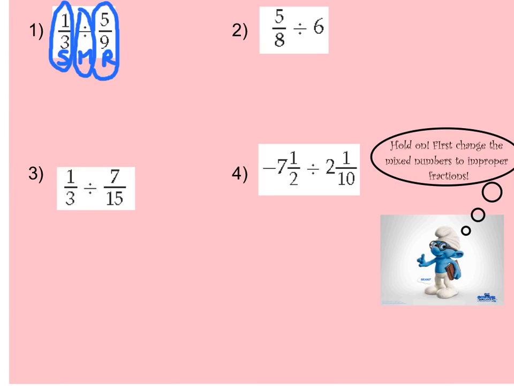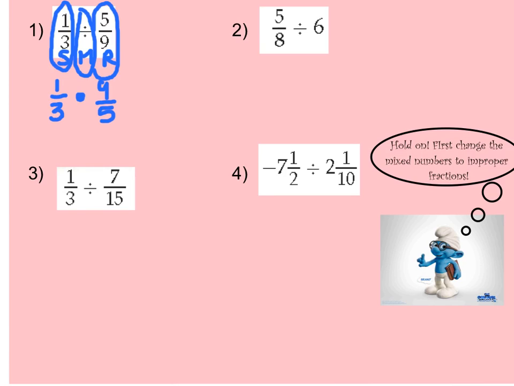So remember what the letters stand for. S means it stays the same, so 1/3 stays 1/3. And then we change our division to multiplication. And then the reciprocal of 5/9 is 9/5. Now look, this is just a multiplication of fractions problem. So what we're going to do is look up and down on both of our fractions to see if we can reduce anything.